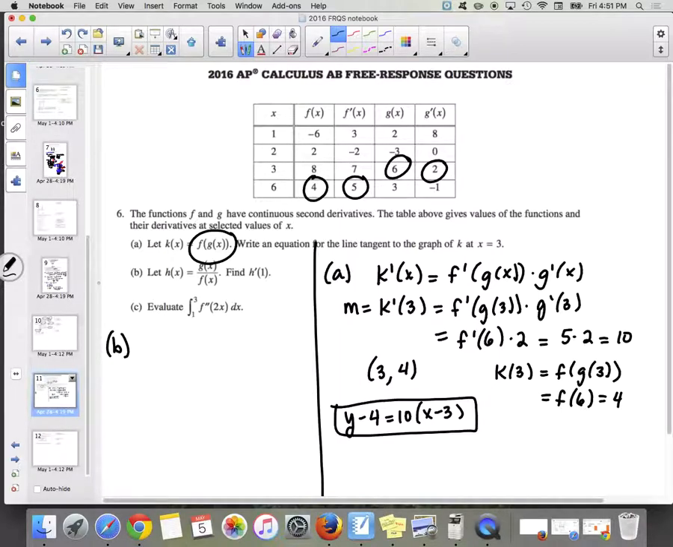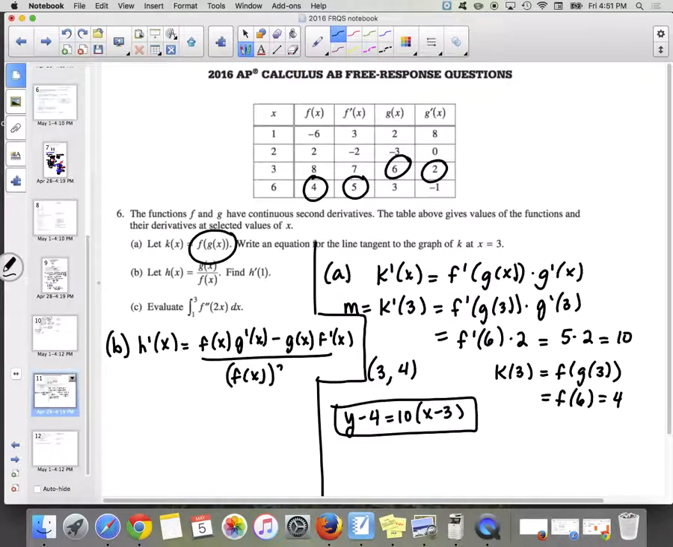Now be careful, a lot of times we did f of x over g of x, so it's not quite the quotient rule we're used to seeing in textbooks, but it's still the quotient rule. So we're going to do h prime of x is equal to low, which is f of x, d high is g prime of x, minus high d low. So high is g of x, d low is f prime of x, all over the square of what's below. So all over f of x quantity squared.